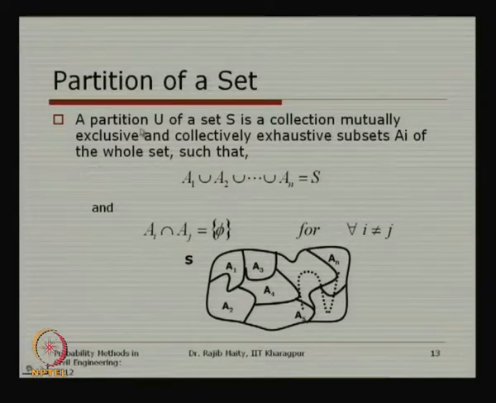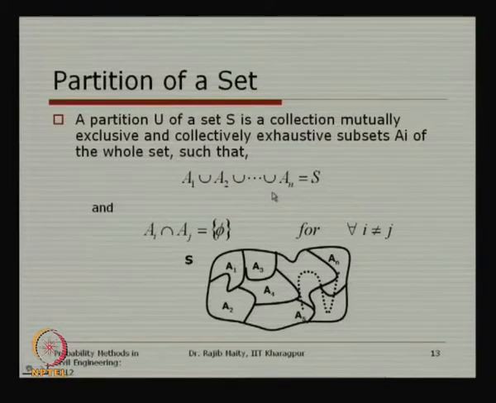So a partition U of the set S is a collection of mutually exclusive and collectively exhaustive subsets. This is a new word, again we will just explain it in a moment. Mutually exclusive and collectively exhaustive subsets Ai of the whole set, such that, as I told, there are two conditions.